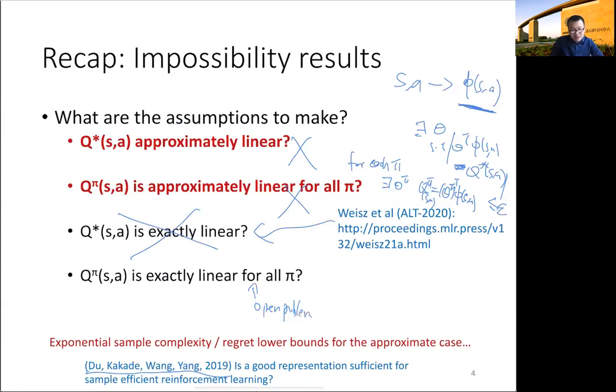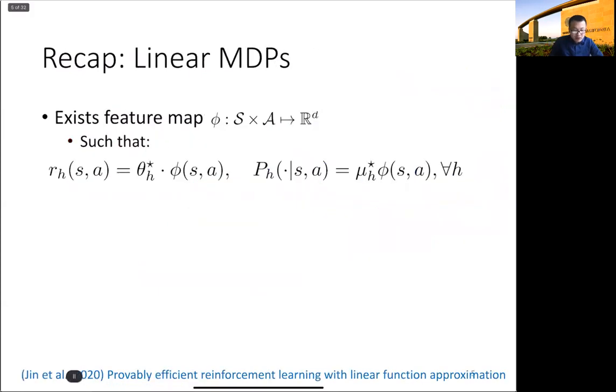So these impossibility results motivated authors like Jin et al. to consider an even stronger assumption than the assumption of the Q pi function being linear. They made this assumption called linear MDP, which is a model-based approach, by assuming that the transition kernel of the Markov decision process is actually factorized into two pieces.